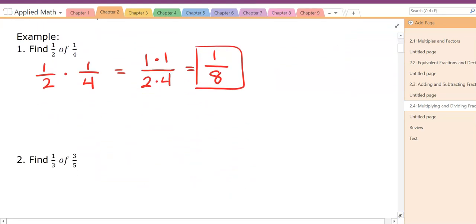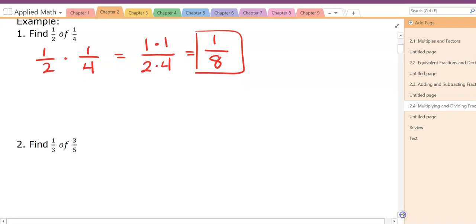Okay, so why don't you guys try number 2. Find 1/3 of 3/5. So what did you guys get for a final answer? 1/5? Anyone else get 1/5 out there? Good. So when you start, you're taking 1/3 times 3/5.